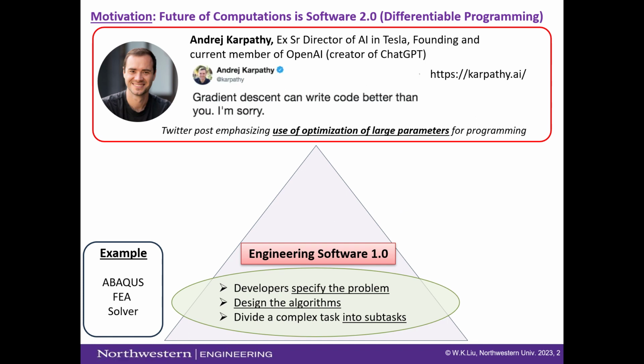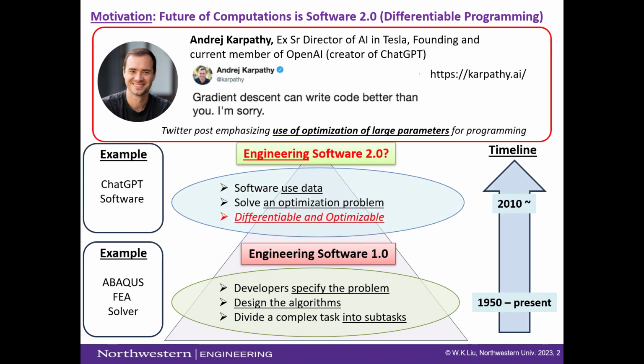He mentioned this in his famous blog post, and we would like to focus on the engineering application of Software 2.0. So we want to start from engineering Software 1.0, which will be Abaqus and other standard finite element solvers. What they do is developers specify the problem, whether it is a linear problem, nonlinear problem, or time-dependent problem, and design the algorithms for that specific task, and they divide a complex task into subtasks. So the programmer needs to program the subtasks one by one, combine them, and solve specific problems.